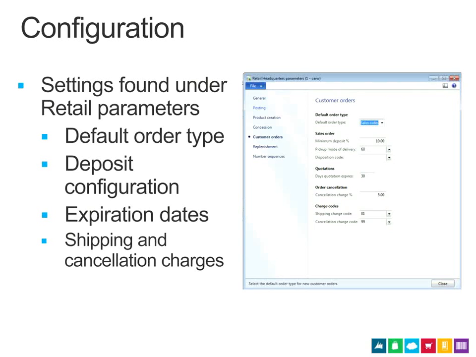Then there's information around deposits. So we can set minimum deposit amounts within the point of sale, so that when we charge the deposit, that's what the default amount will be. Our quotes can expire. You can set expiration dates for the quotes. And then for shipping and cancellation charges, there's a few different settings for which charge code to use when we create that order in AX, as well as what that fee would be, say if there's a cancellation fee.